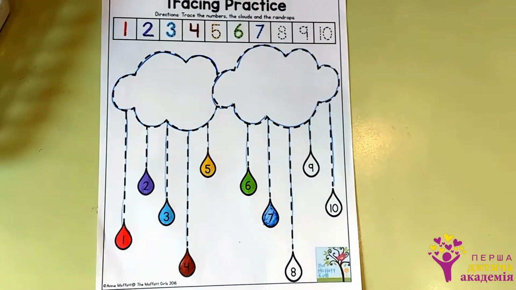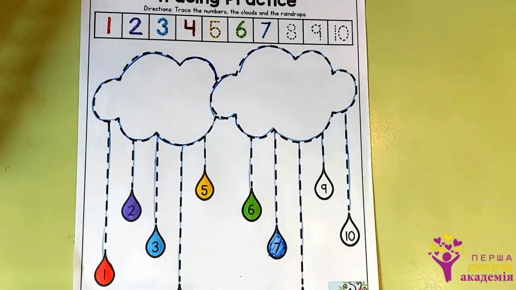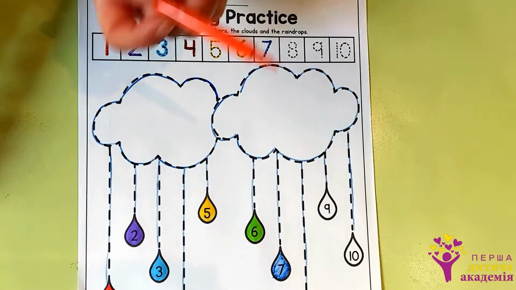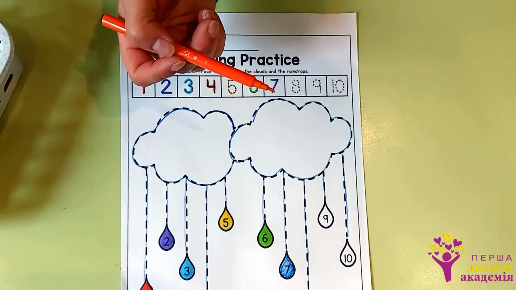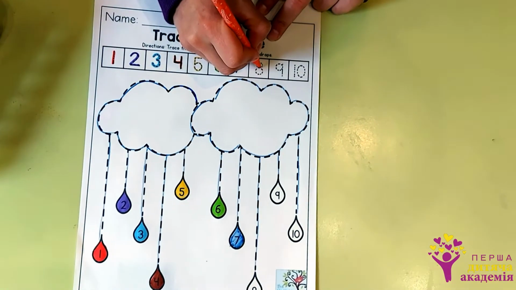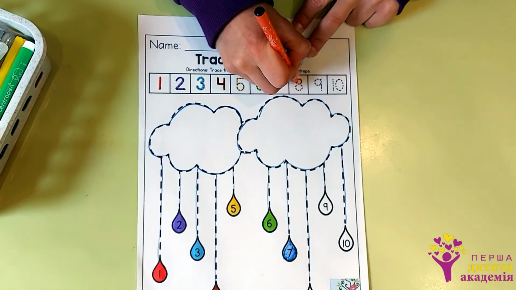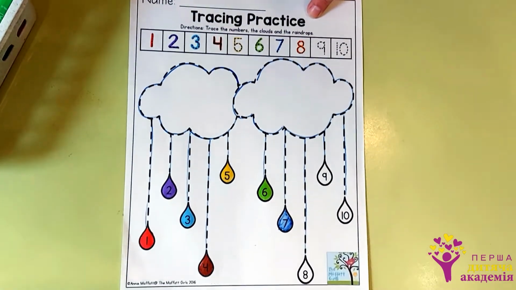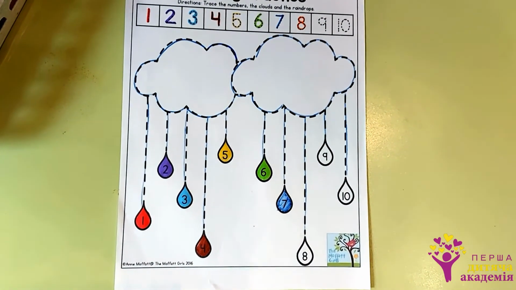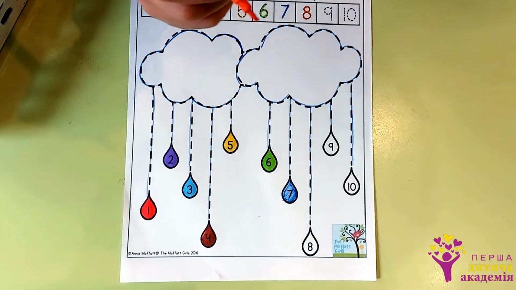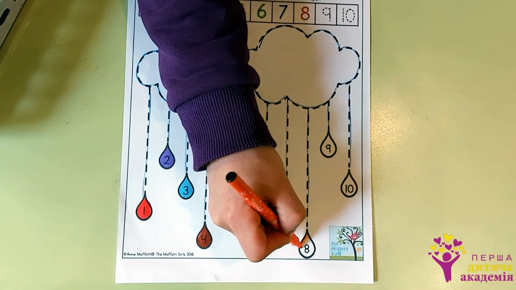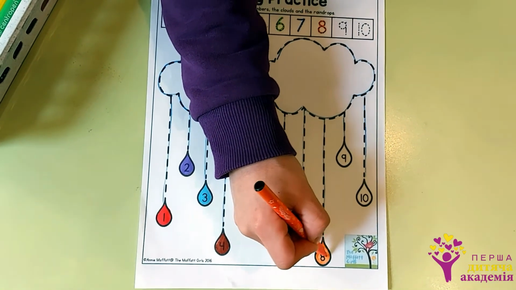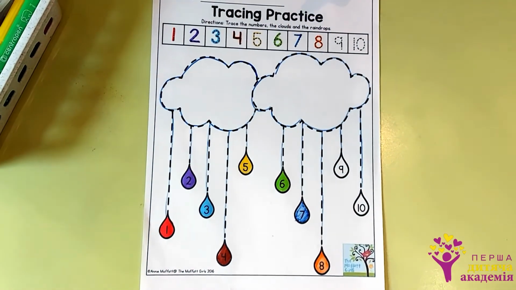Okay. After number 7, we have number 8. That's right, number 8. And for number 8, I have orange. That's right, orange marker. Let's trace it. Number 8. Done. Good. And we need to find the raindrop with number 8 and color it with our orange color. And here it is. Okay. Orange, number 8.